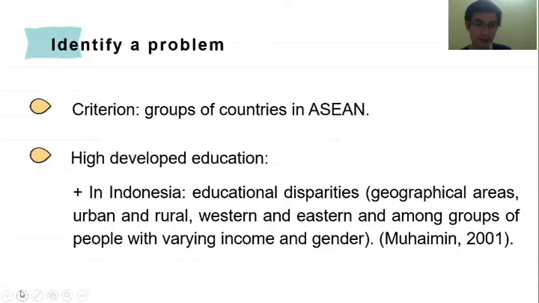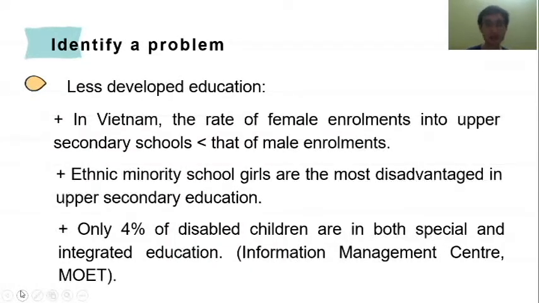So now let's talk about the less developed education. In Vietnam, the rate of female enrollment into upper secondary schools is much lower than that of male enrollment. In addition, ethnic minority schoolgirls are the most disadvantaged in upper secondary education. And it's not just about the rate of female enrollments and ethnic minority schoolgirls, but also about disabled children. Only 4% of disabled children are in both special and integrated education. That information is from the Information Management Center of the Ministry of Education and Training of Vietnam.